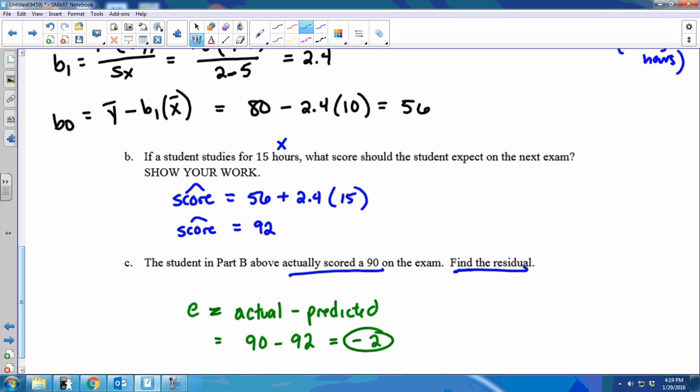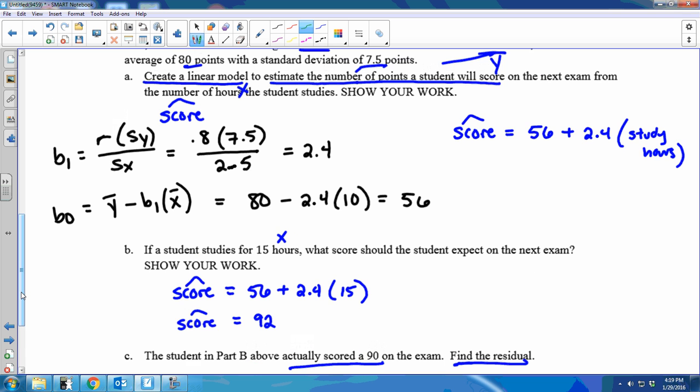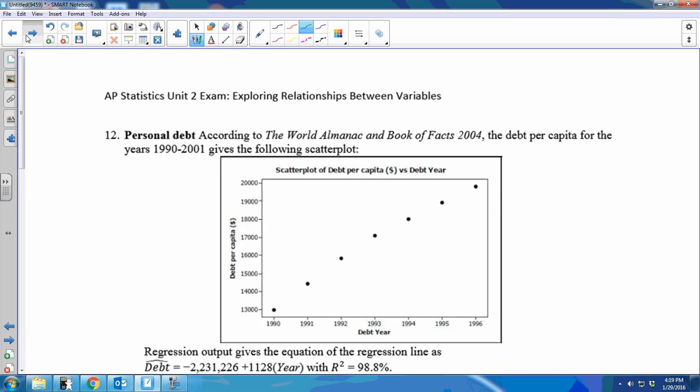All right? That's how you do the first one. You have to be able to do that. You need to know how to use those formulas in case one comes up. All right, next page.